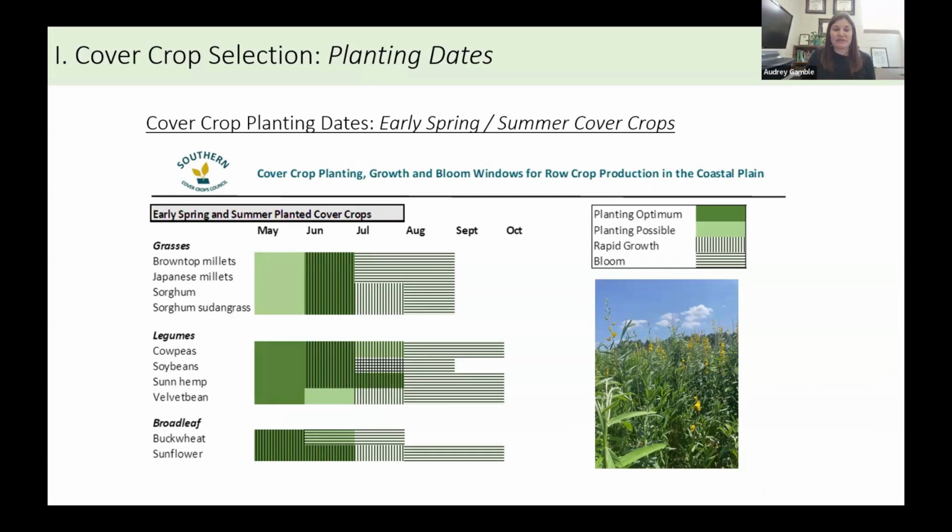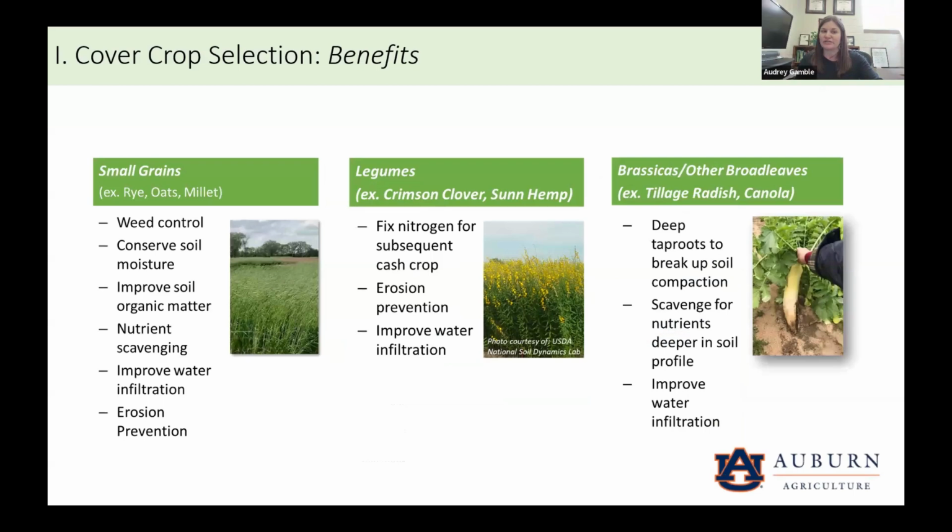Here's some examples here, but just like with the fall and winter planted cover crops, we have ideal planting windows for some of our summer grasses, legumes, and broadleafs as well. I'm going to show you a tool in just a moment that you can use to help narrow down possible cover crop species that might work in your system. And that's going to take into account both planting dates and the benefits that you're trying to achieve.